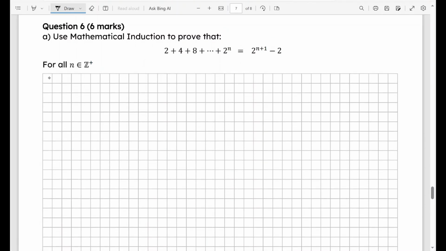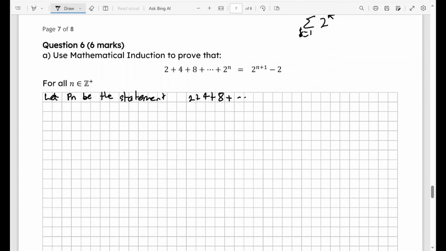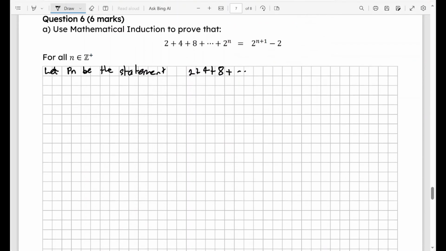So let Pn be the statement 2 plus 4 plus 8 plus all the way up to... Now if you want, you can do this with summation notation. This is i equals 1 to n of 2, I use k, k equals 1 to n of 2 to the k. But yeah, we'll just do normal notation here. Plus 2 to the n is 2 to the n plus 1, take 2. This is the statement we're trying to prove.